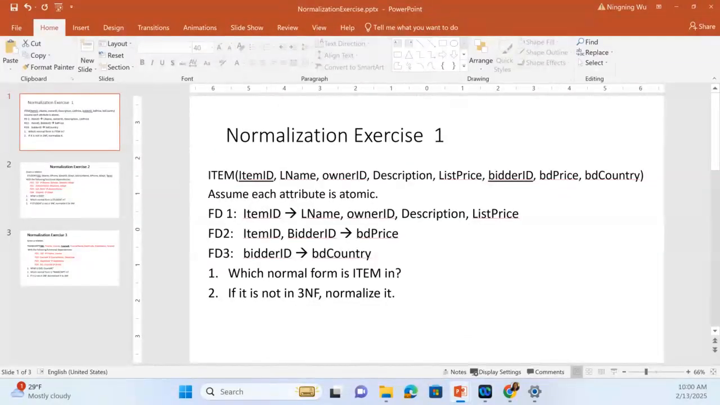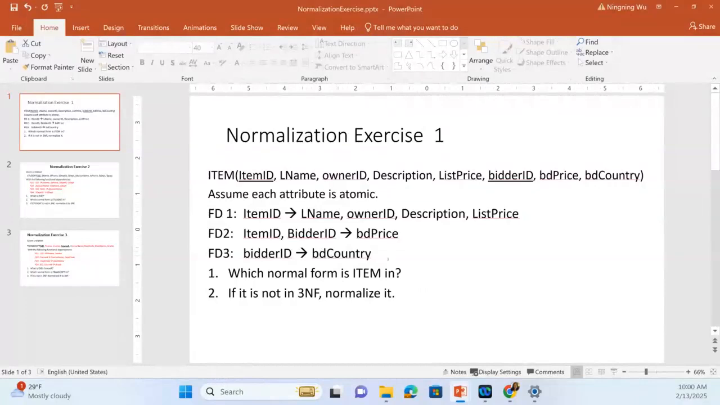So in this table, we have a composite primary key, item ID and bidder ID. I think that's maybe the only key here, so we don't have any information about other keys. We assume each attribute is atomic. Then there are three functional dependencies describing the relationships of the attributes of the item. We have item ID determines last name, owner ID, description, and list price. Item ID, bidder ID determines bid price, and bidder ID determines bid country.